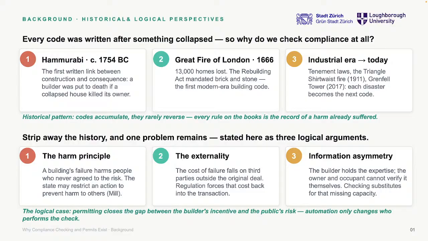Moving from the historical background and looking at the logic, there are three principles that actually support why we do compliance checking or construction permit. The first of all is to mitigate harm. Second one, reduce cost. And thirdly, and really importantly, find the right party responsible for whatever risk that we're taking.